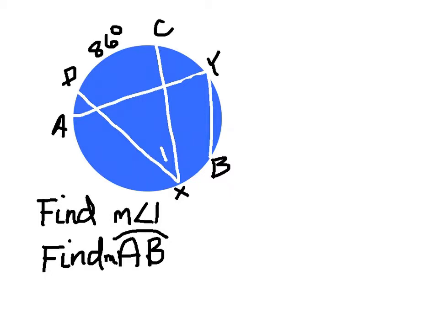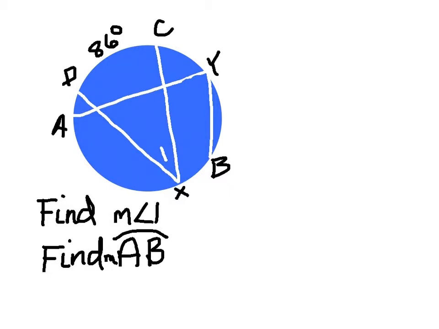And the answer is angle AYB is also inscribed because Y, the vertex, is on the circle and it intersects the circle in 2 places, points A and B. And so the 2 problems that we want to do are find the measure of angle 1 and find the measure of arc AB.